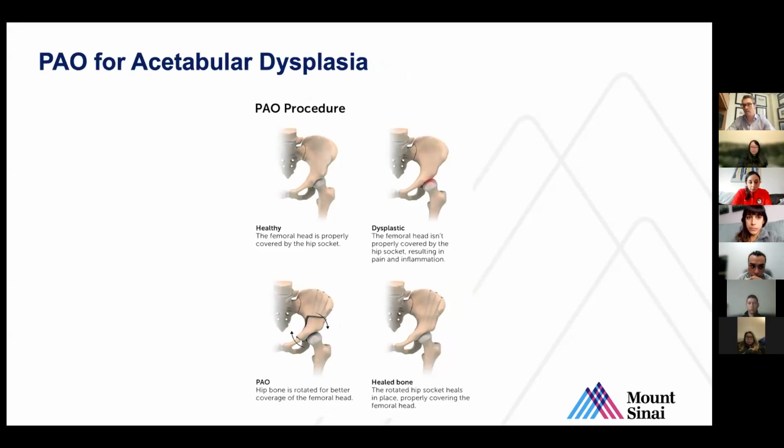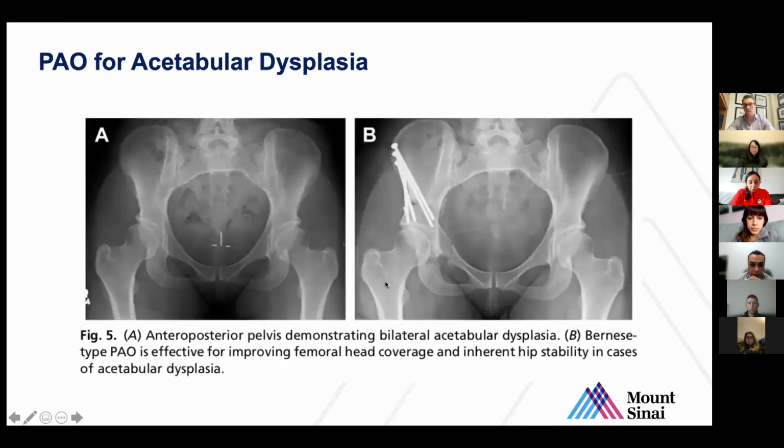That's a PAO, and this is what it looks like here. So on the right, it's undercovered, dysplastic. They've cut the ramus, the ischium, the ilium, and along the quadrilateral plate. They've rotated and created more coverage, and then placed screws. So this is the answer for dysplastic hips. This is the hip preserving answer for dysplastic hips, pre-arthritic dysplastic hips.